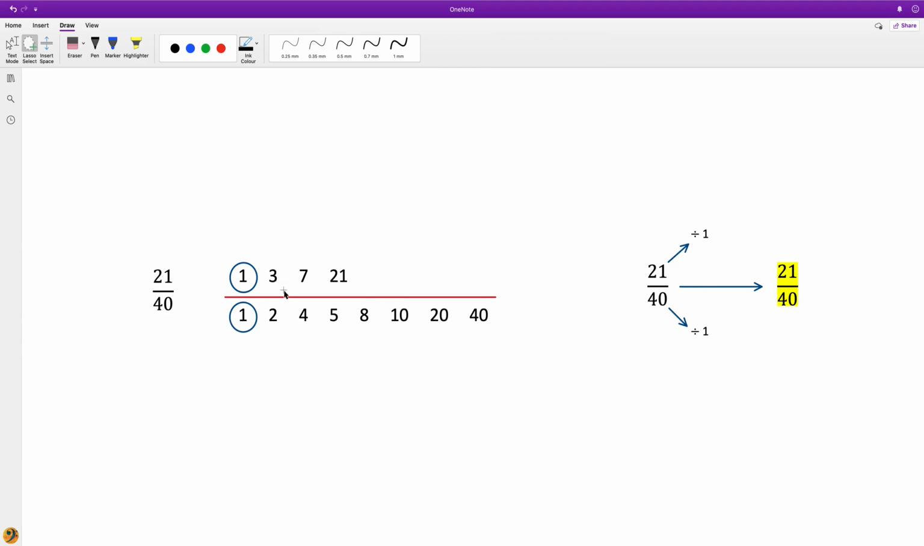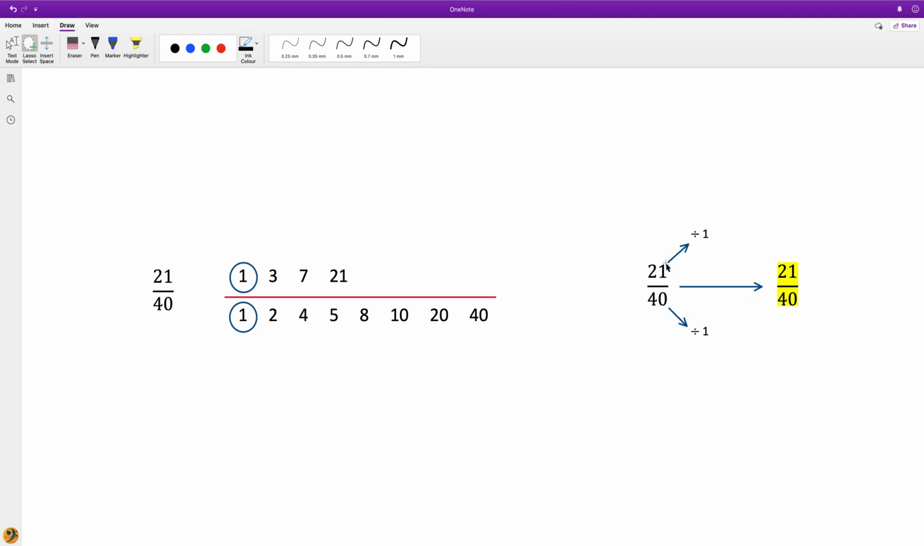Okay, so then we look at the highest common factor. Now, unfortunately, in this situation, the only thing common to the top and the bottom is 1. Which effectively just means that this fraction is already in its simplest form. Okay, and if we follow the process and show the working out, we will find that's the case.